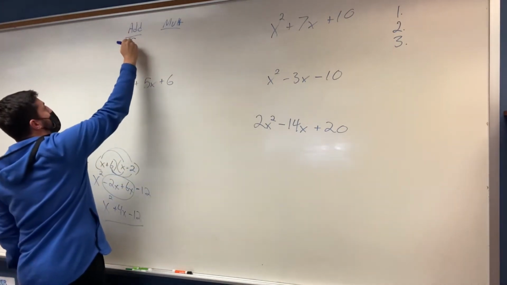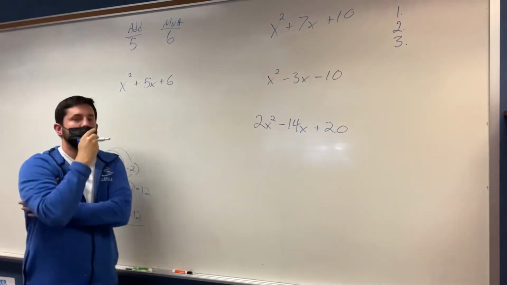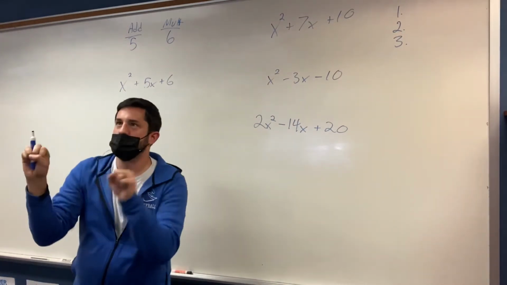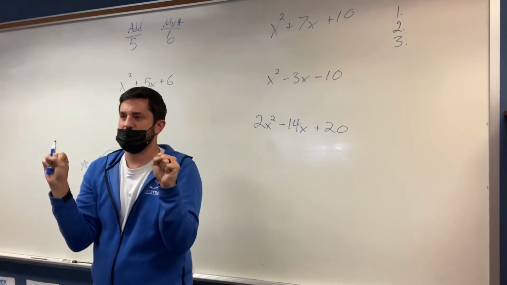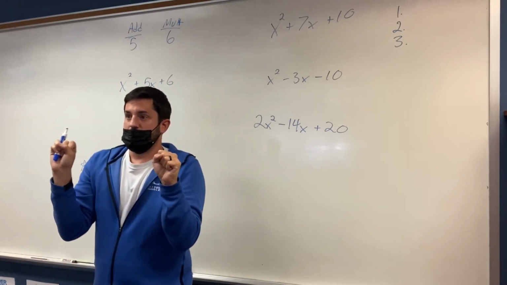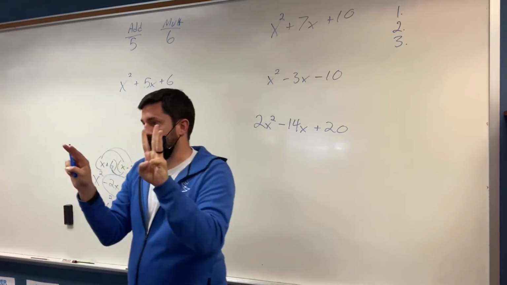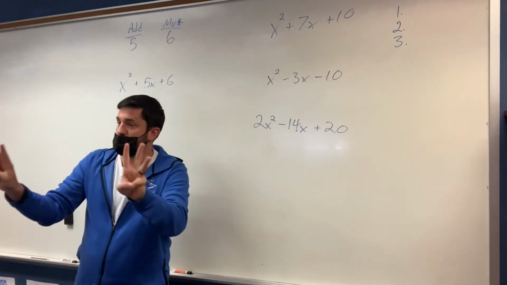All right, now, thinking back to that math riddle in the other videos or in the other lessons, what adds to get 5 and multiplies to get 6? That was the first one I ever gave you. Two mystery numbers. If I add them together, I get 5. If I multiply them, I get 6. Oh, it was 2 and a 3. Yeah, 2 and a 3. So 2 plus 3 is 5. 2 times 3 is 6.